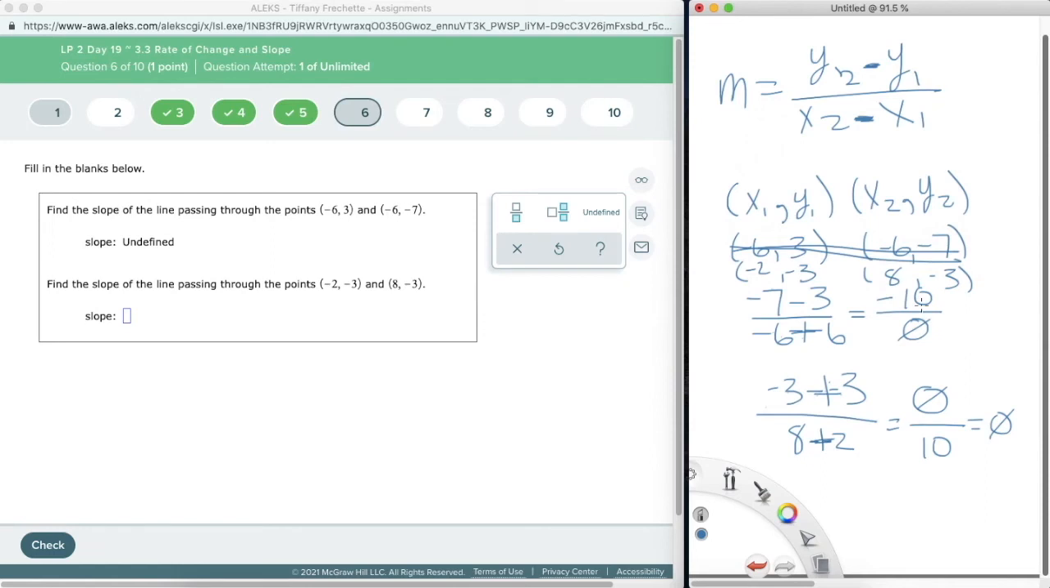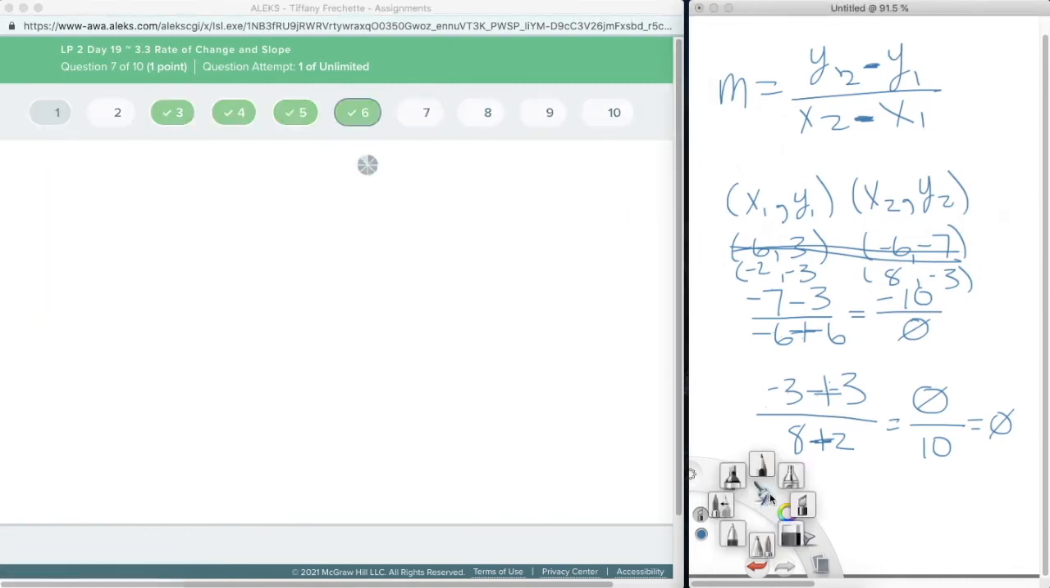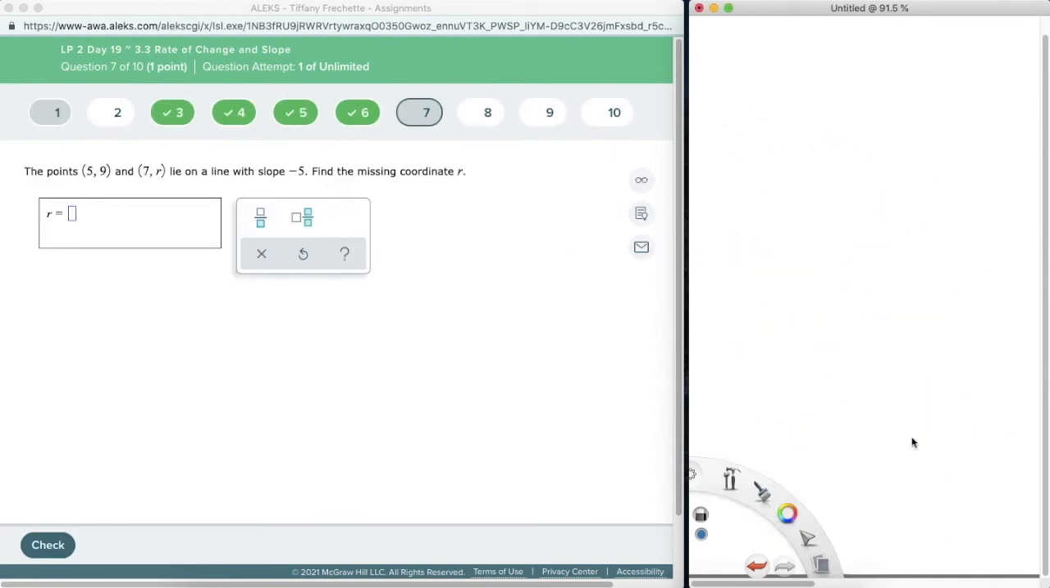So that's just the difference between 0 on the denominator and 0 in the numerator. So this is a 0 slope. So we just type in 0 here. Check. All right. Trucking right along here. Okay, so this one's a little bit different.